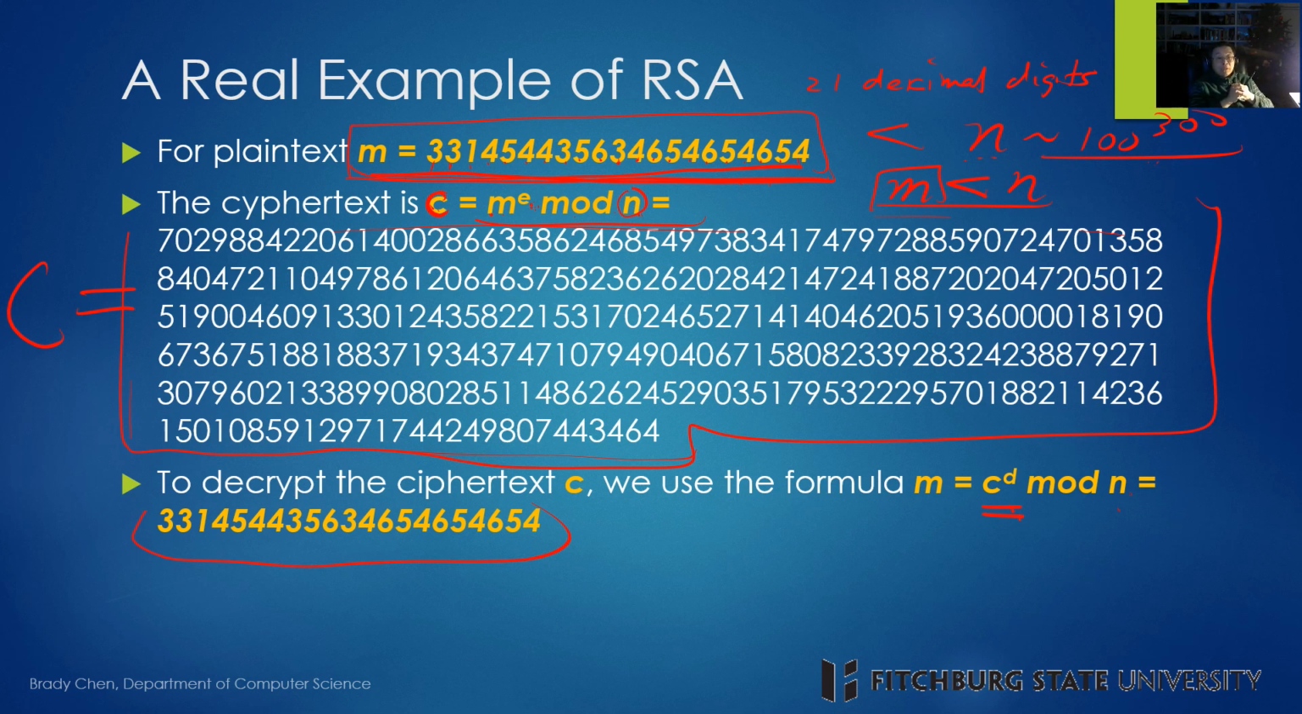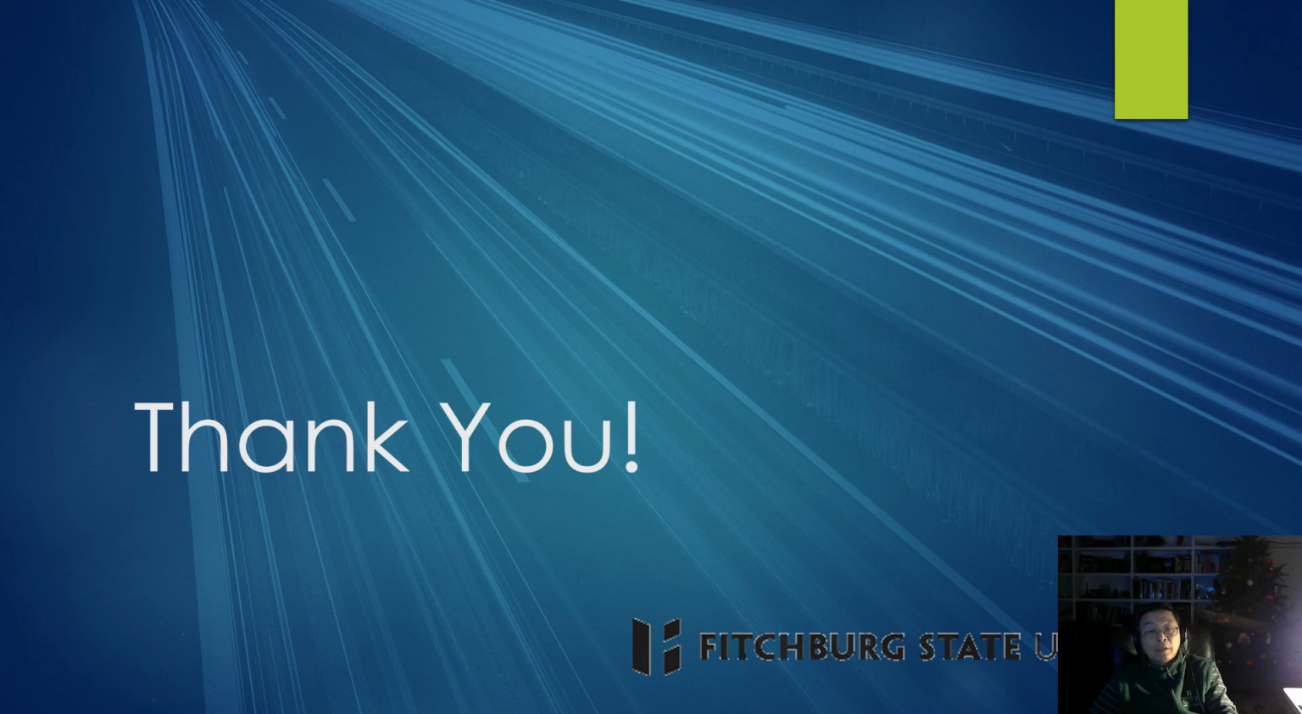Now you will find the multiplication of these two big numbers is very quick. It's not super fast, but it's very quick. That's all I can say. Okay, I think that's pretty much all I want to talk about for RSA. Thank you.